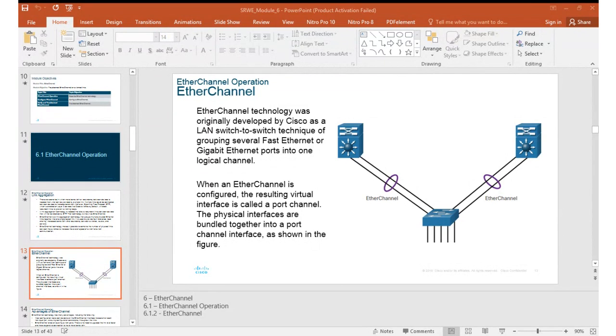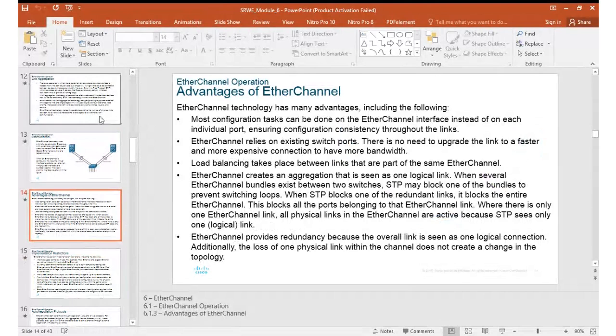When you put those links together, the reasons why we do the Ether channel are, one, we are in a position to do load balancing. We are in a position to improve network utilization or bandwidth utilization. So once we improve the network utilization or bandwidth, then definitely we expect our network to do better in terms of service delivery or efficiency in communication.